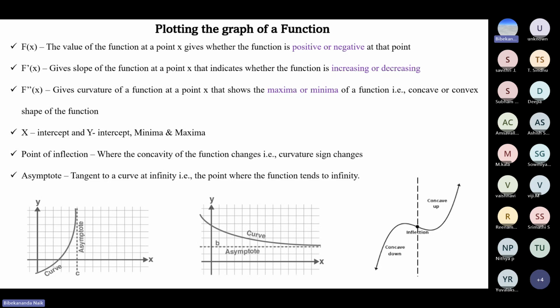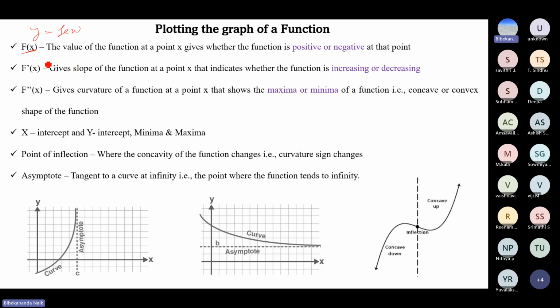So in case of function, we know there is a variable. So the function of x, here the variable x, and we will suppose say y is equal to f(x). So here x is variable and y depends upon the x. So we need to find the value of the function. So when we need to plot the graph of a function, there are few things that are important and we should consider and keep in mind while plotting.